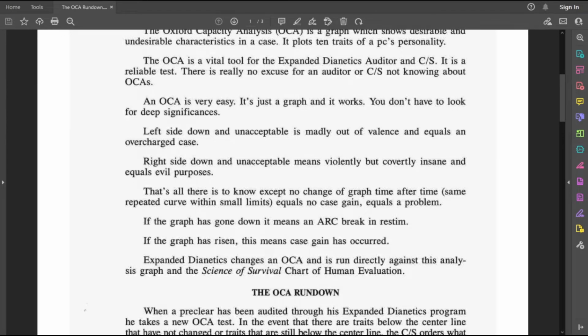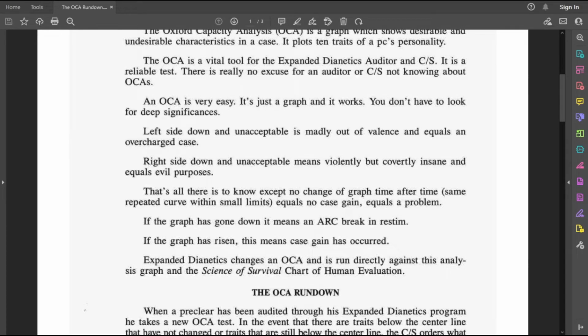Left side down and unacceptable is madly out of valence and equals an overcharged case. Right side down and unacceptable means violently but covertly insane and equals evil purposes. How they can take 5 points and just chart them to one trait or one or two traits confuses me, because what happens if one part is down or two parts are down on one side and then the other parts are up? What happens for the in-between parts? Does that mean you're just partially insane or partially evil?